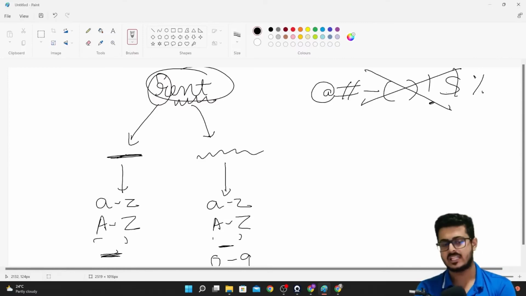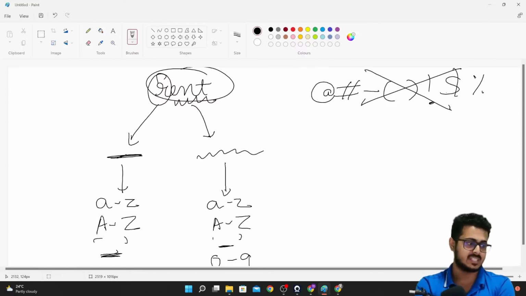The first letter of a variable cannot be a number. The rest of the name of the variable can contain numbers, underscore, small a to z, capital A to Z, but they cannot contain special characters anywhere.